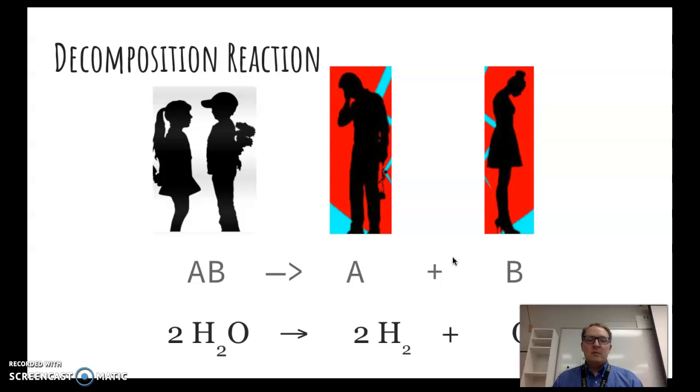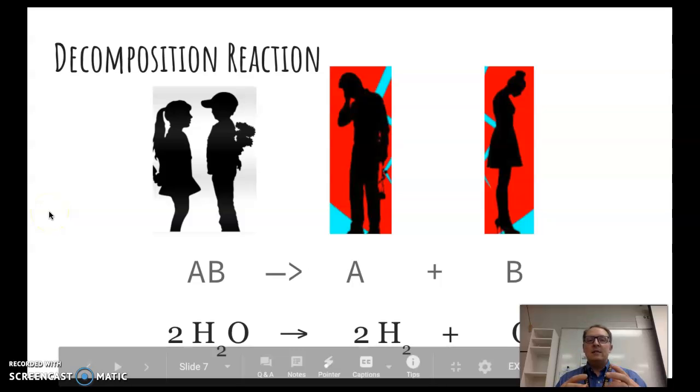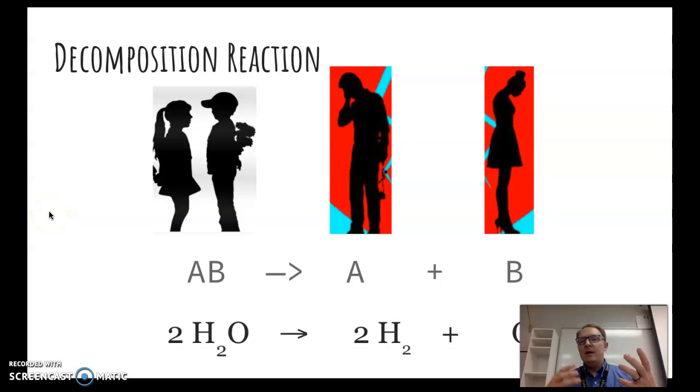When you see a chemical symbol like this, we start off with water on the left-hand side, okay? And it breaks apart into hydrogen by itself and oxygen by itself. Notice where the arrow is, okay? Those two things started together but were broken apart. So not all chemical reactions involve putting things together. Some of them involve breaking things apart, and we call that a decomposition reaction.